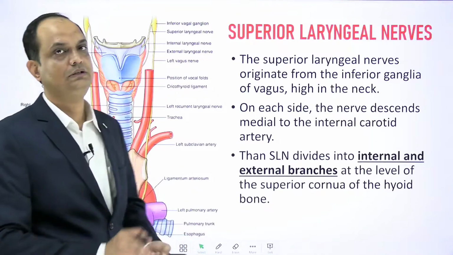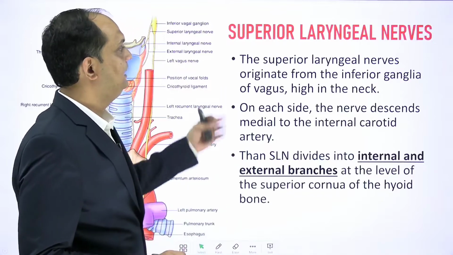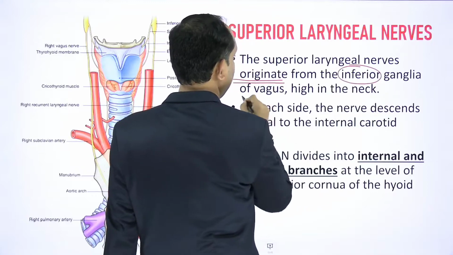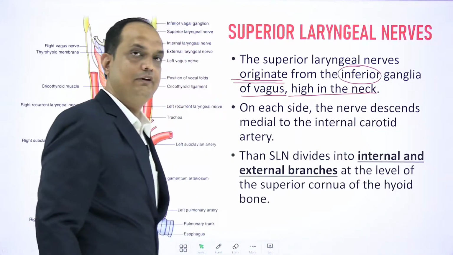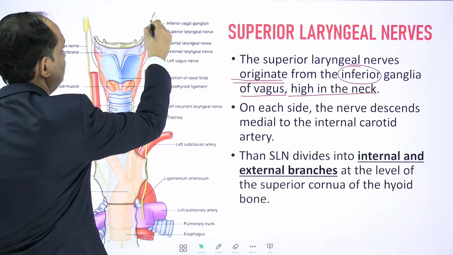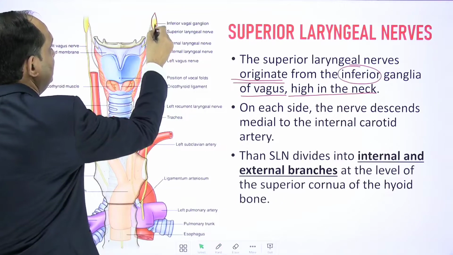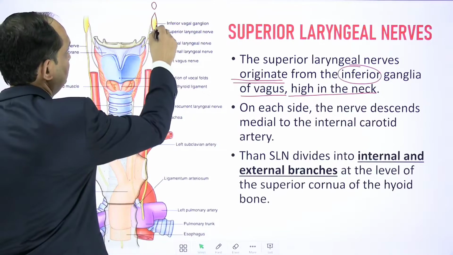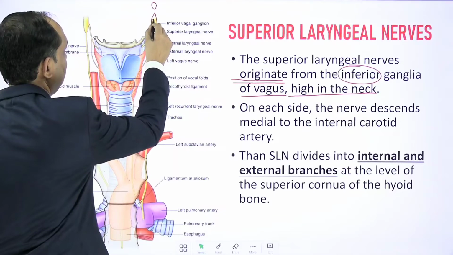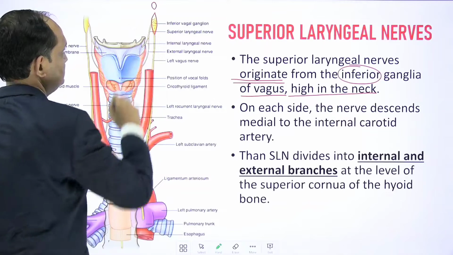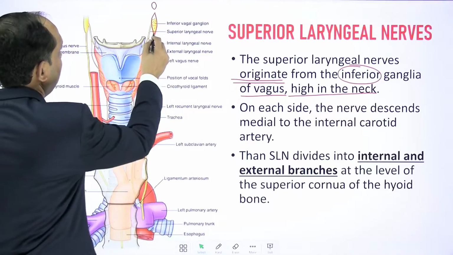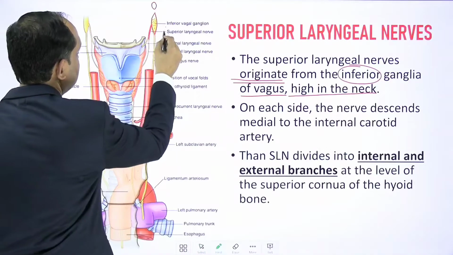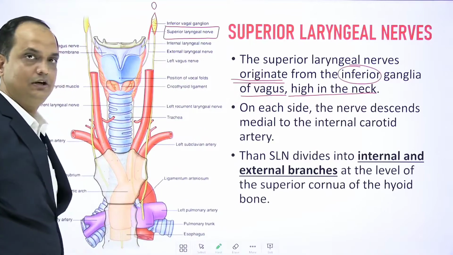So what about the superior laryngeal nerve? The superior laryngeal nerve arises from the inferior ganglion of the vagus nerve high in the neck. When you look at the vagus nerve, this is the inferior ganglion, and above that you have one more ganglion, known as the superior ganglion of the vagus nerve. This inferior ganglion has sensory neurons, and it gives rise to a nerve known as the superior laryngeal nerve.